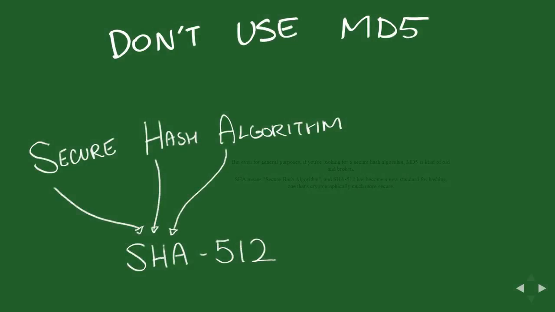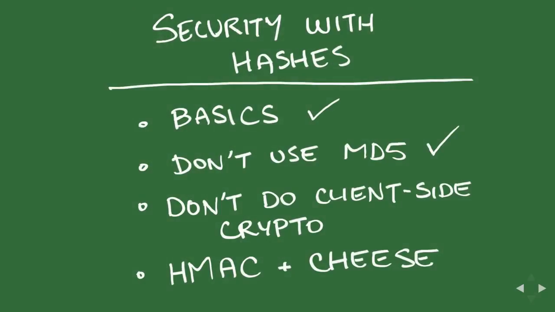So even for general purposes, if you're looking for a secure hash algorithm, MD5 is kind of old and broken. SHA means secure hash algorithm, and SHA-512 has become a new standard for hashing, one that's cryptographically much more secure. So that's basics and don't use MD5.